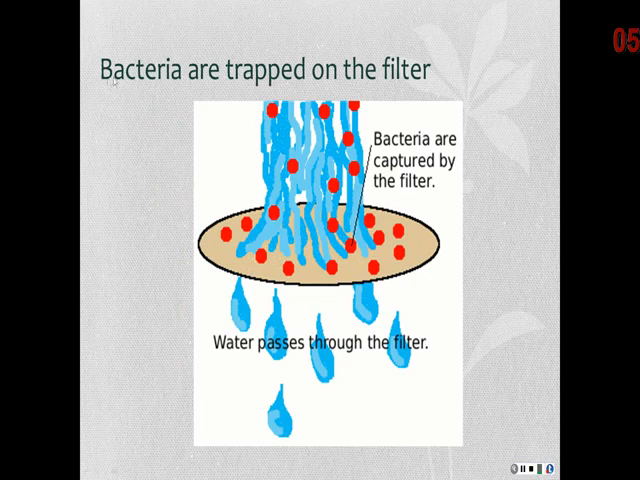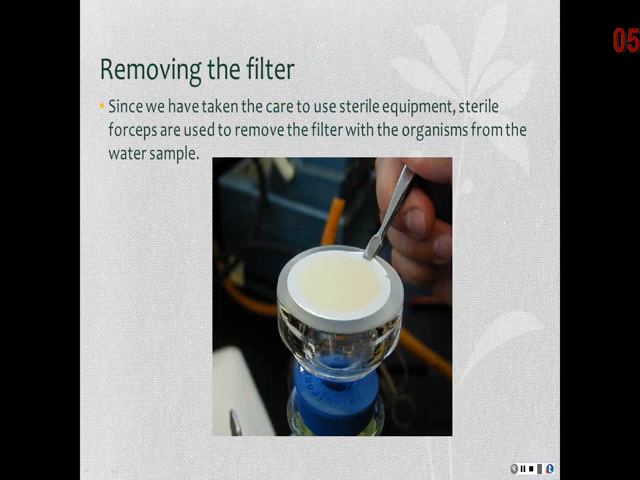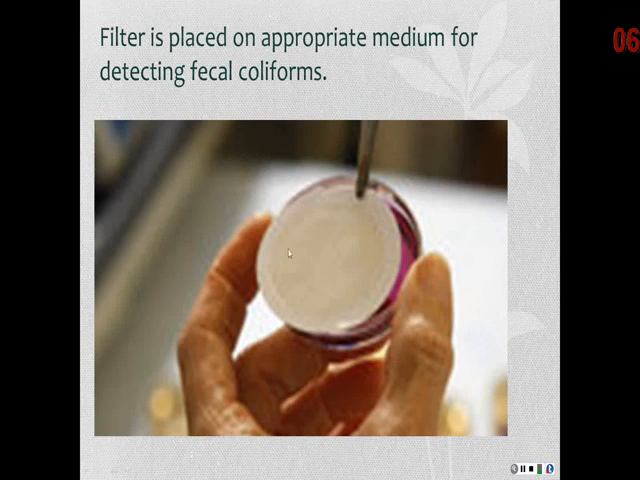So the bacteria become trapped on the filter and the water passes through. Since we've taken the care to use sterile equipment, sterile forceps are going to be used to remove the filter with the organisms on them from the water sample. So you can see with this plug, the filter fits nicely right on the top. And then it's going to be placed on the appropriate medium for detecting fecal coliforms.